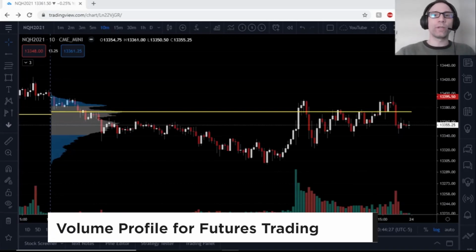As traders, we talk a lot about volume, but what about volume profile? Let's take a look.